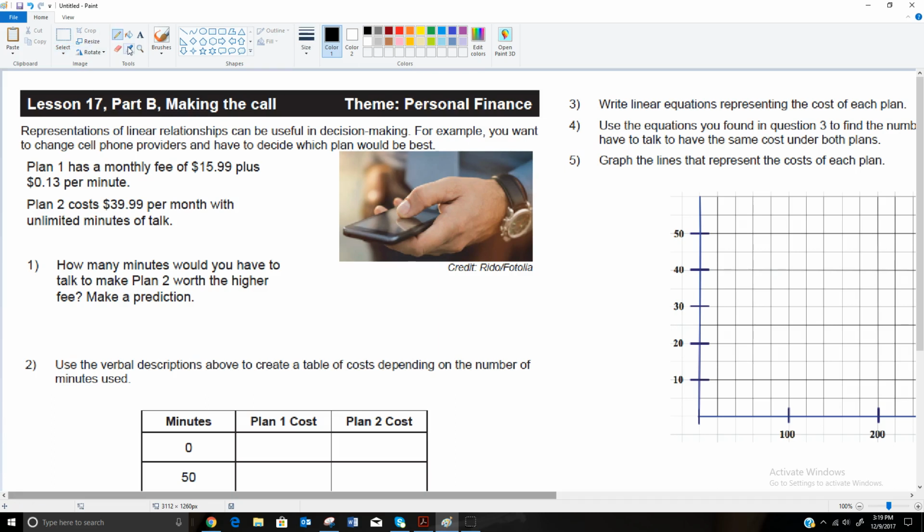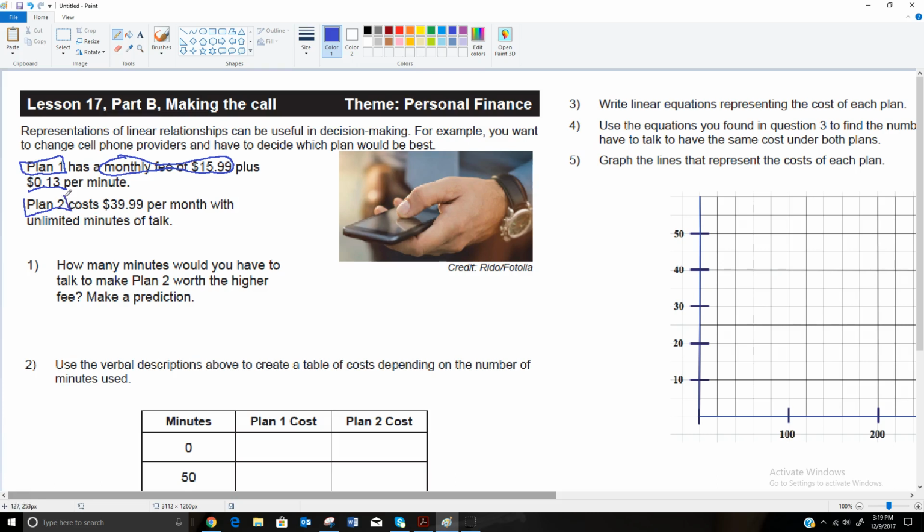So we're going to continue this discussion about linear relationships comparing 2 different situations. In this case, instead of milk and soda, we have plan 1 of a cell phone company and plan 2 of a cell phone company. These are kind of old style plans. You don't really see these anymore. But plan 1 has an initial fee of $15.99 plus 13 cents per minute.